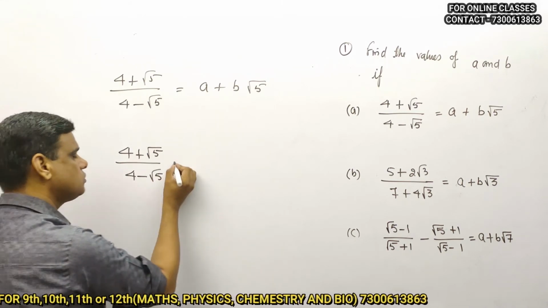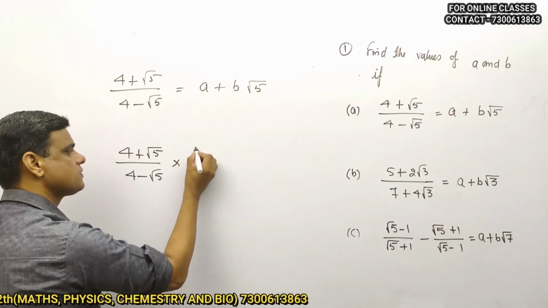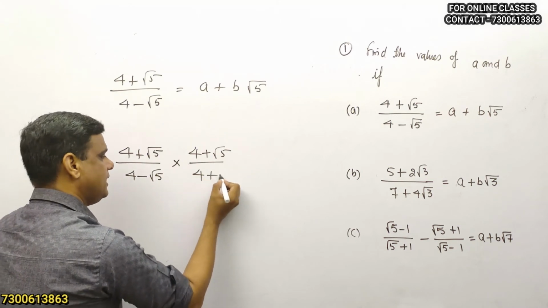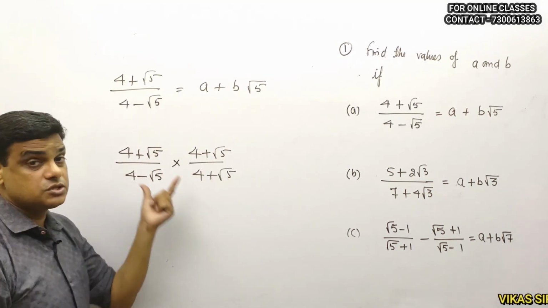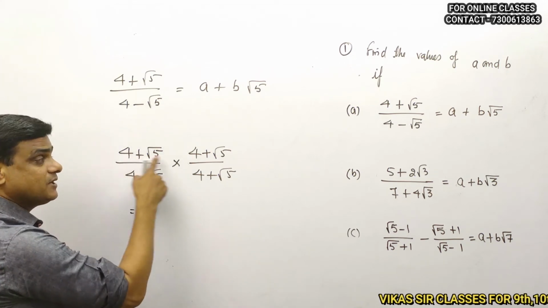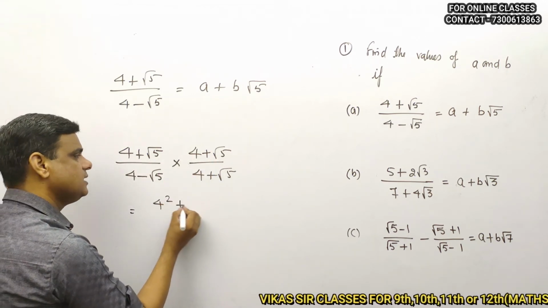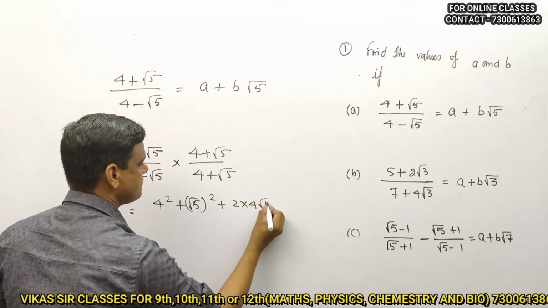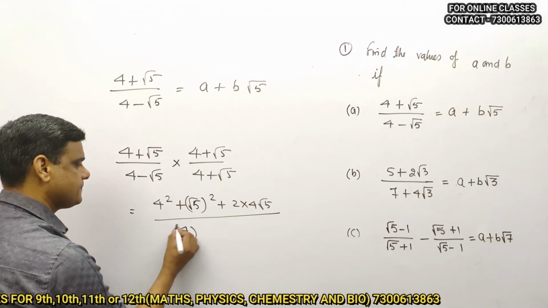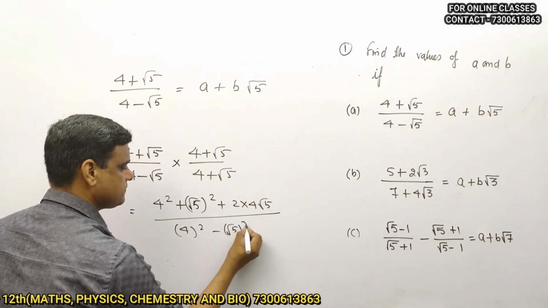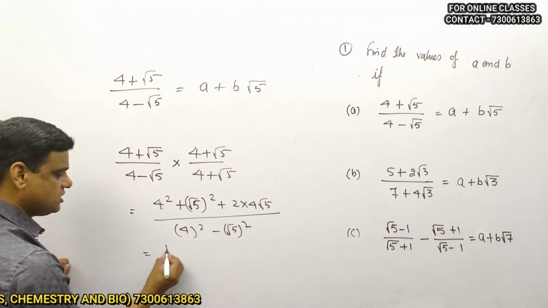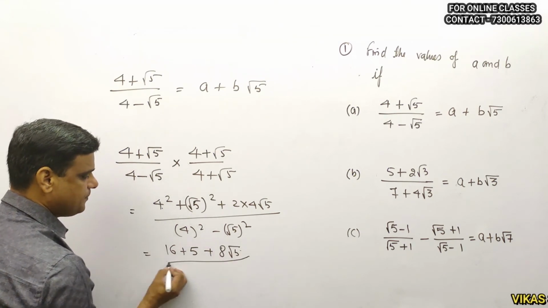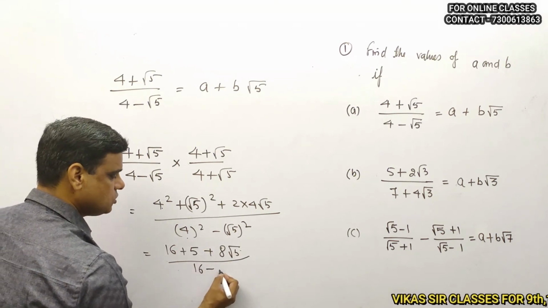If you solve it out, you are to multiply the denominator and numerator by the conjugate, and the conjugate is 4 plus root 5. If you solve it as (a plus b) into (a plus b), it is a square plus b square plus 2ab upon a square minus b square. Okay, so your answer is 4 square is 16, root 5 square is 5, 2 4s are 8 root 5 upon 4 square is 16 minus 5.